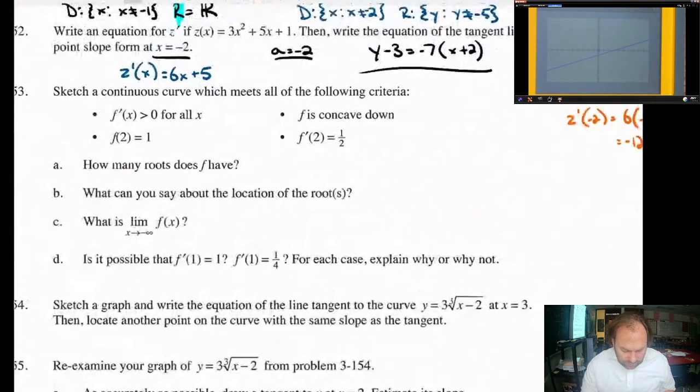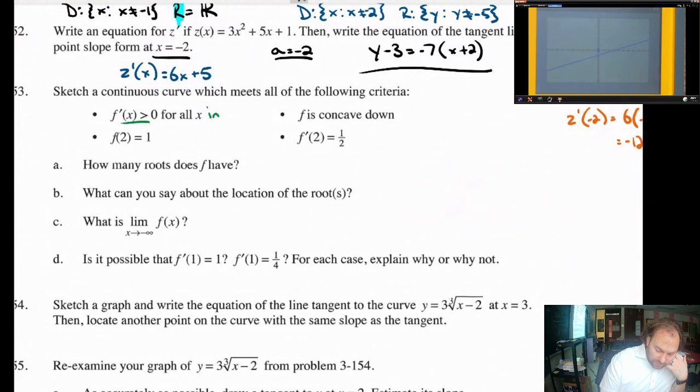3.153, we have another interesting kind of drawing problem. We have to sketch a continuous curve which meets all of the following criteria. Its slope must be positive, which also means the graph is increasing. It has to be concave down the entire time. We have a point on it. The point 2, 1 needs to be on the graph, and the slope at 2 needs to be 1/2.